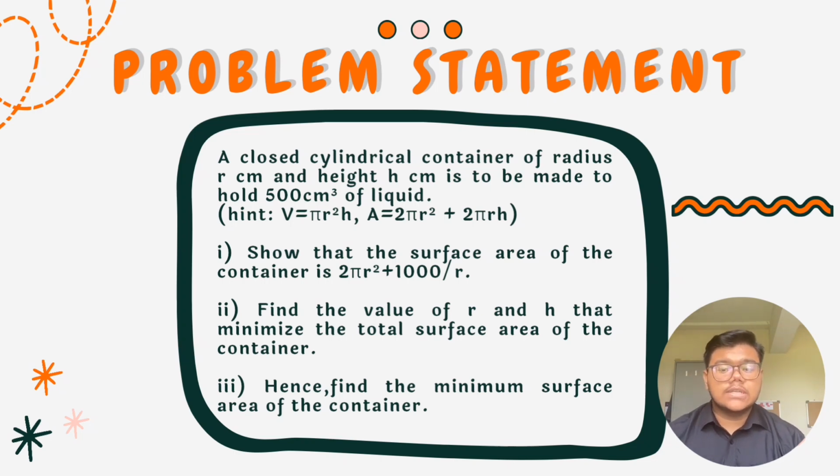For the first question, my friend Aisya Sofea will present it. Show that the surface area of the container is 2 pi r squared plus 1000 over r. For the second question, my friend Haziq will present it. Find the values of r and h that minimize the total surface area of the container. And for the third one, I myself will present it. Find the minimum surface area of the container.